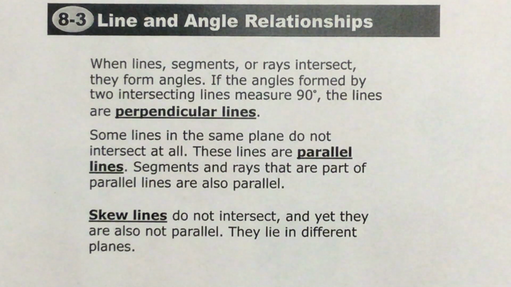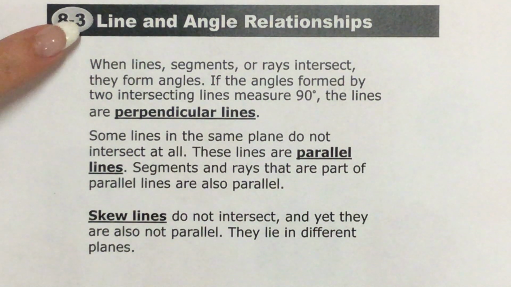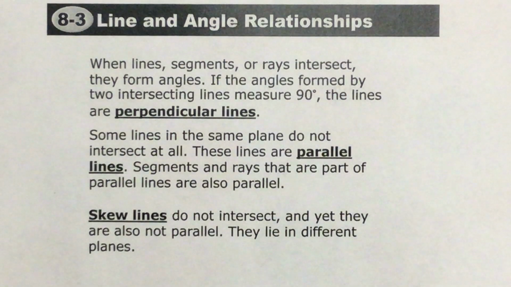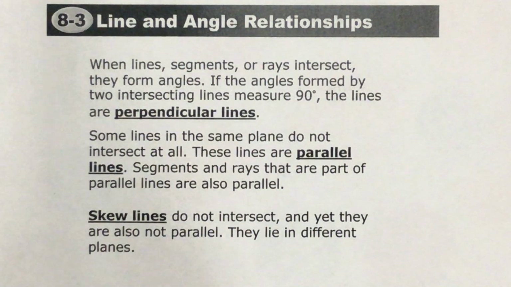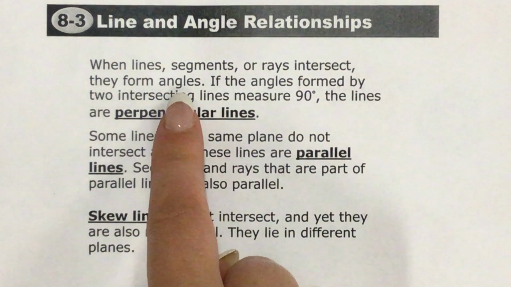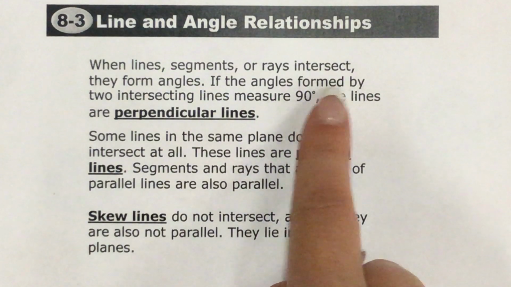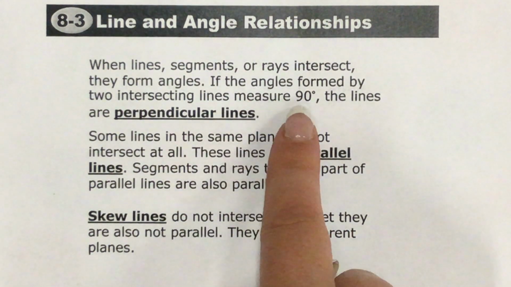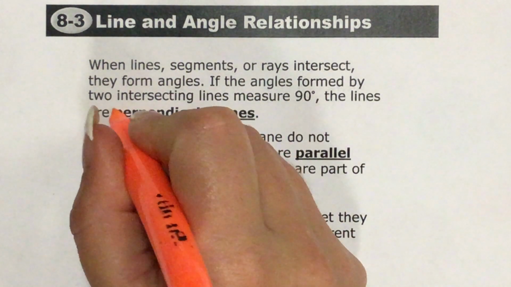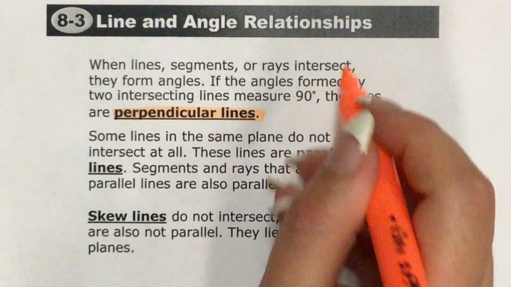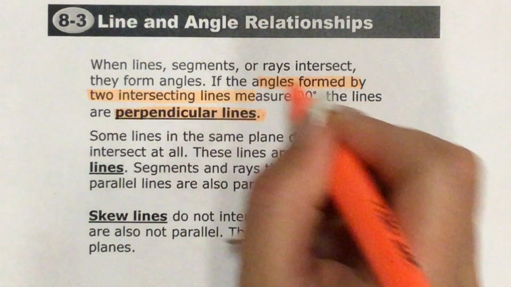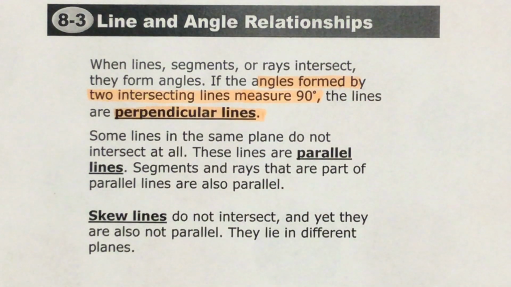Hello, hello, hello. We are back with Chapter 8, Lesson 3, discussing line and angle relationships. When lines, segments, or rays intersect, they form angles. If the angles formed by two intersecting lines measure 90 degrees, the lines are called perpendicular lines. So perpendicular lines are angles formed by two intersecting lines that measure 90 degrees.